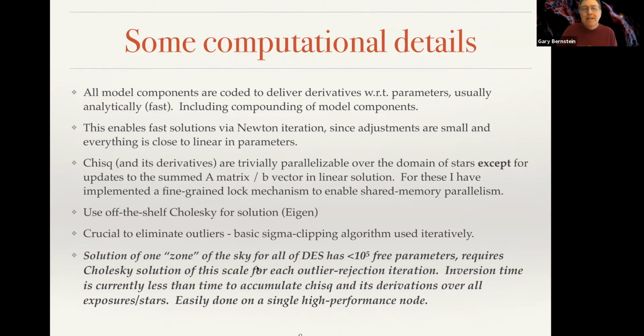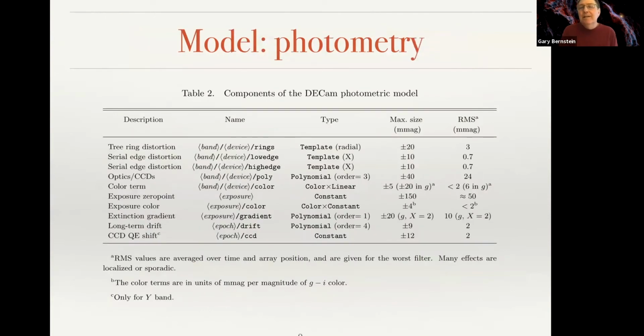And there's some numbers here to basically say that when we do this for DES, I can run it on one node of a cluster in a few hours. So we're not anywhere near a situation where this is a computationally limited problem for the whole DES, which is a mere 100,000 exposures compared to what LSST will end up with. Okay. All right, so let me get into just a little bit more of the model details.